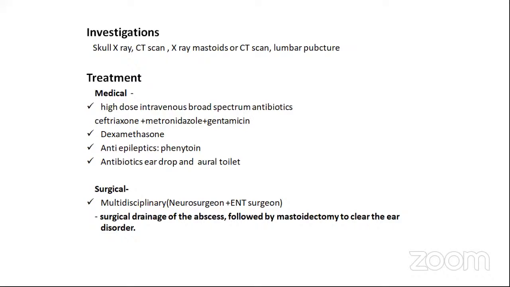Dexamethasone can be given to reduce the cerebral edema. Anti-epileptics can be given, that is phenytoin, and antibiotic ear drops should be given. Surgery is required only if it doesn't subside with all this, then you have to go with a multidisciplinary approach with the help of a neurosurgeon. Surgical drainage of the abscess followed by mastoidectomy to clear the ear disease.